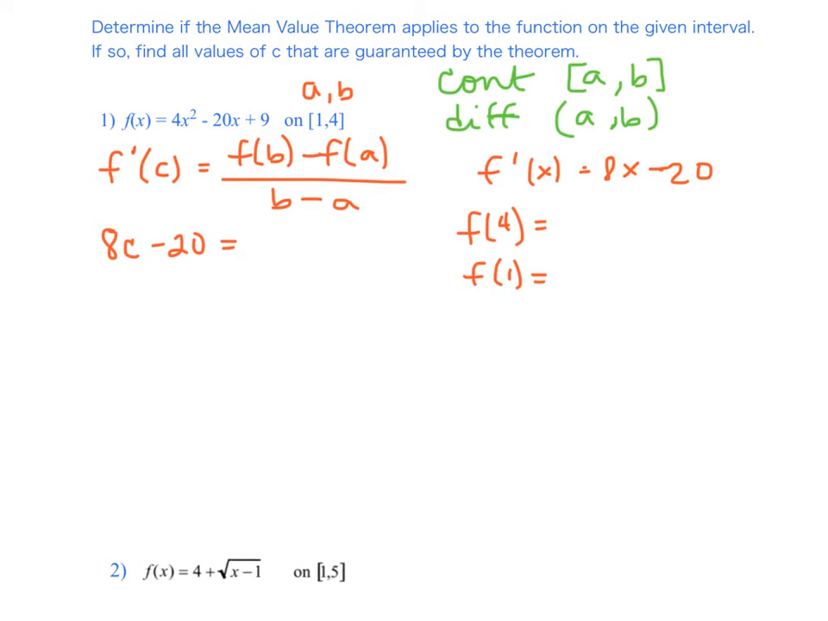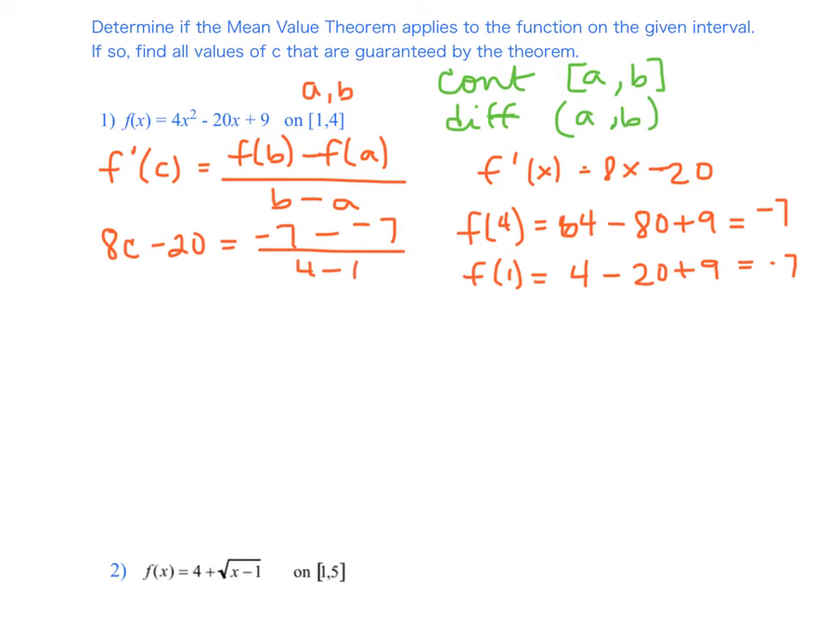All right, so f of 4 here would be 4 times 4 squared, so 4 times 16, which would be 64, minus 20 times 4 is 80, plus 9. 64 minus 80 is negative 16, plus 9 is negative 7. All right, f of 1, 4 times 1, 4, minus 20, plus 9. 4 minus 20 is again negative 16, plus 9 is again negative 7. So plugging that in, f of 4 would be negative 7 minus a negative 7 all over b minus a would be 4 minus 1.